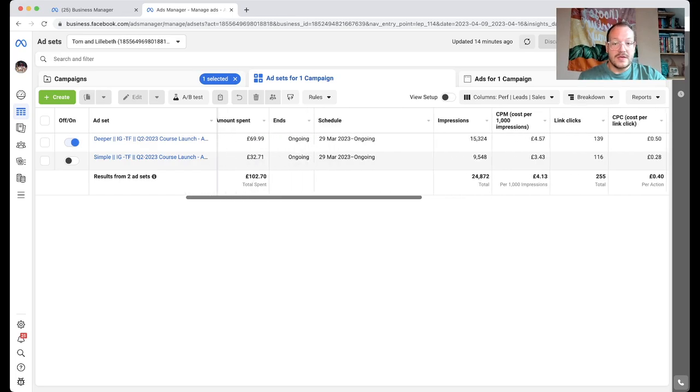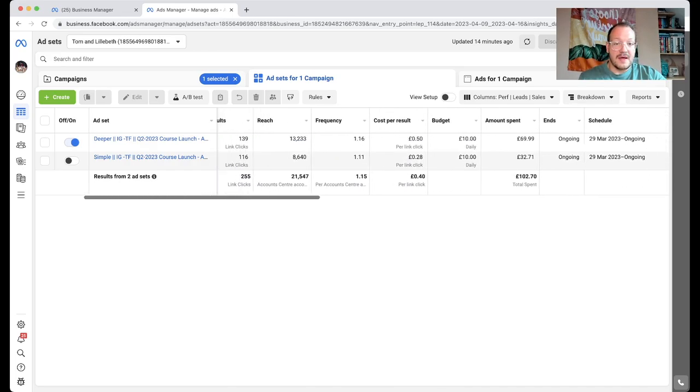And then scrolling across again, now we can see our amount spent and the cost per result. So we were doing £10 a day, and it was costing us 50p per link click. Again, this is more expensive than I like it to be. I'd like it to be between 20 and 30p at this level.